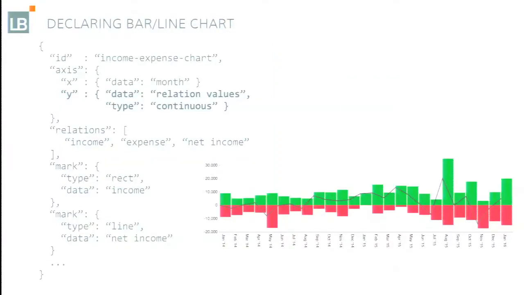Now, how do we actually define charts? It's the same thing. Here on the x-axis, I put all the months. And I'm saying on the y-axis, put the meta relation values with a type continuous. And the relations that I want to plot are income, expense, and net income. And for the income one, use the type rect, which gives me bar charts. But for net income, give me line. And that gives me a line chart.